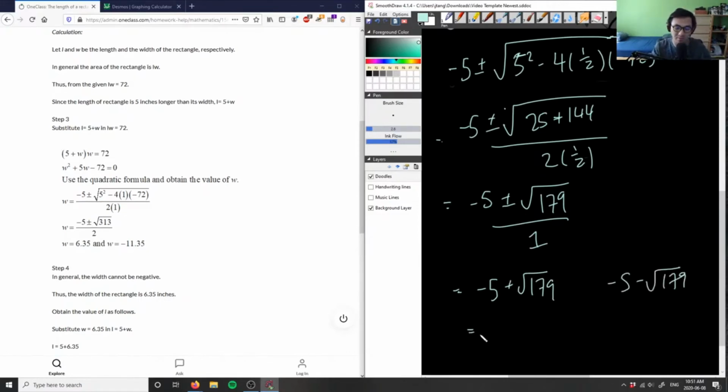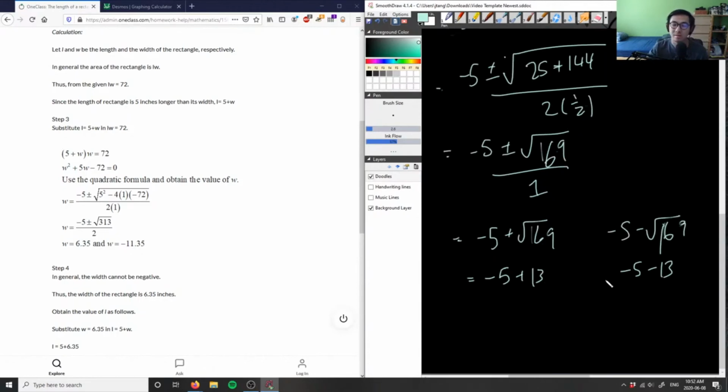And the square root of 179 is going to give me, sorry, 25 plus 144 is 169. Oh, it's 169, sorry. Let me erase these here. So this is the square root of 169. The square root of 169 is going to be 13. So negative 5 plus 13, and negative 5 minus 13. Negative 5 plus 13 is going to be 8, and negative 5 minus 13 is going to be negative 18.